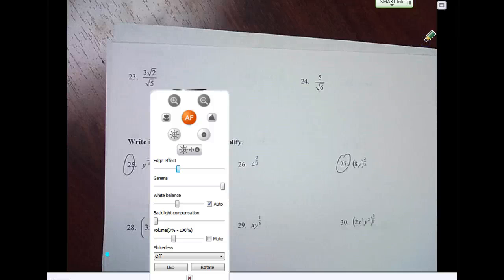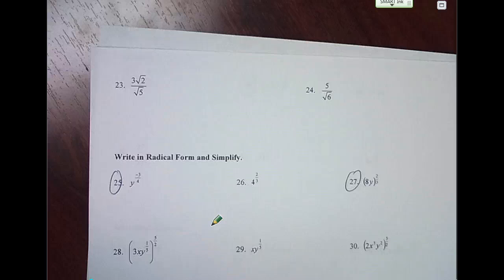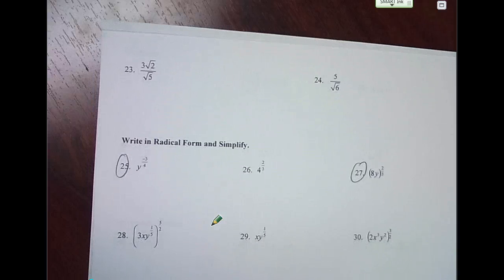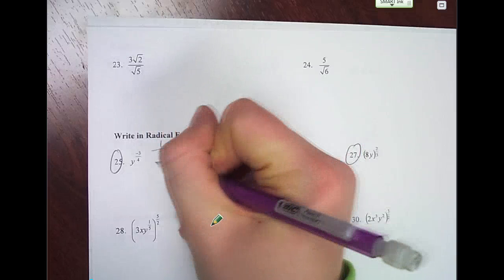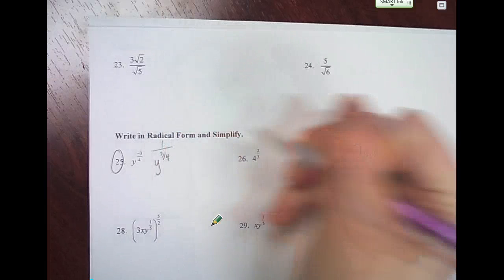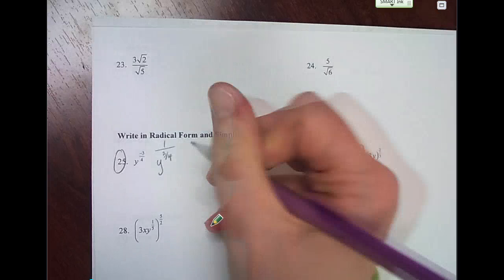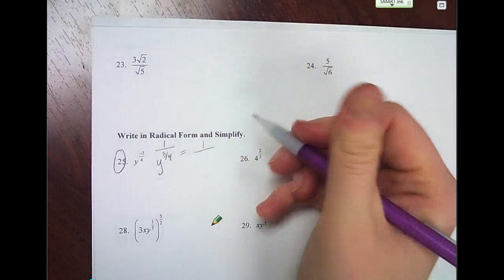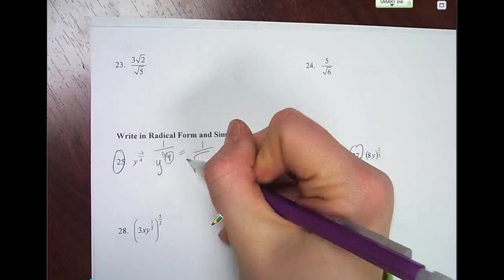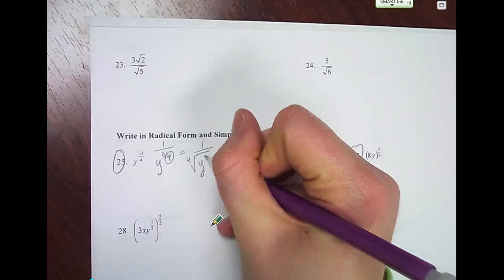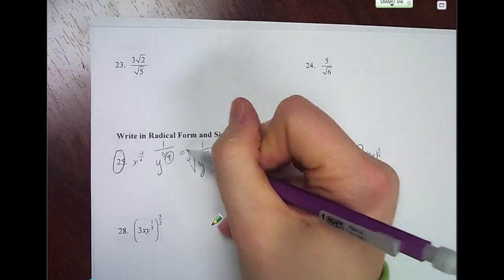Okay, number 25. Let me get that out of the way. There we go. Number 25, write in radical form and simplify. So first thing on 25 I notice is that negative, and I want to make that positive. So I'm going to move it to the bottom. So remember, to make an exponent that's negative positive, you just move it to the bottom. And then I'm going to write that in radical form. So we write our radical. The denominator goes on the outside, and the numerator goes on the inside. So 1 over 4th root of y cubed.